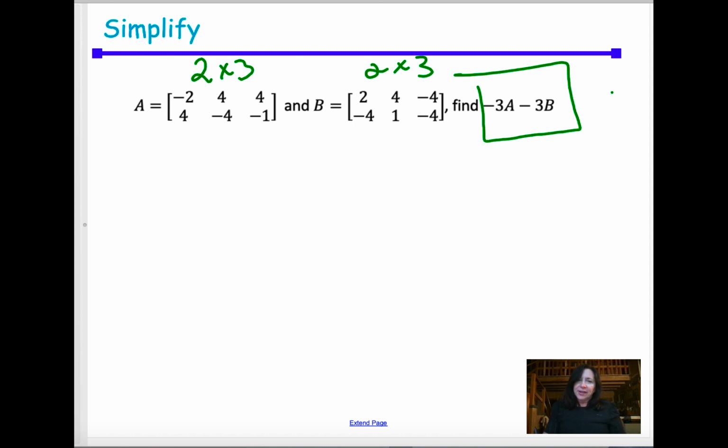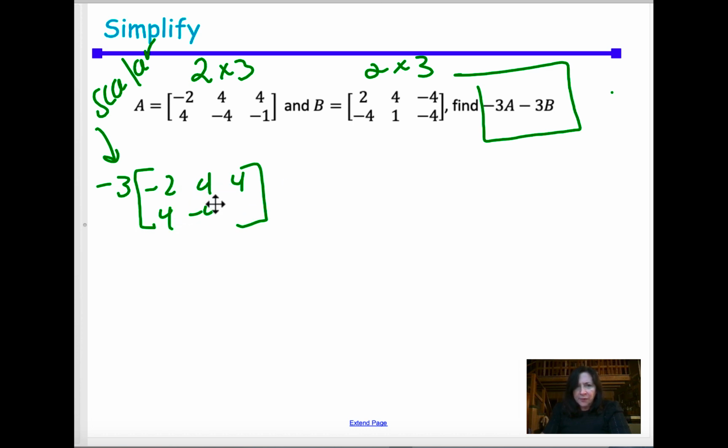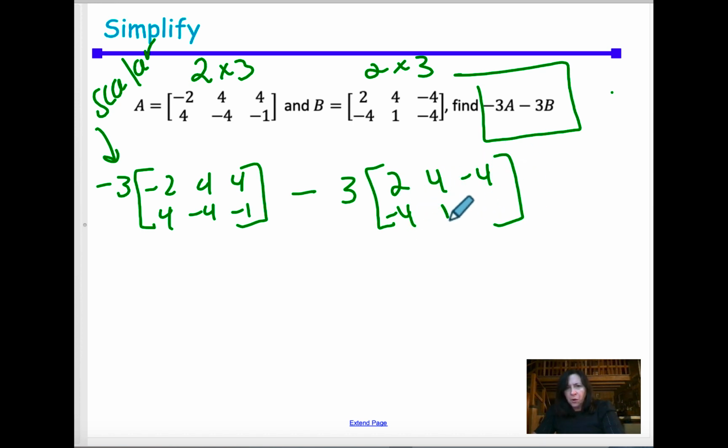So that means that I actually have to take negative 3, and this number right here, we call that a scalar, S-C-A-L-A-R. A scalar number is just a number. So that's going to be negative 3 times a, which is negative 2, 4, 4, 4, negative 4, negative 1. And I'm going to subtract 3 times b. b is that other matrix. So 2, 4, negative 4, negative 4, 1, negative 4. So we have a minus 3 times b. Well, let's see what we get.